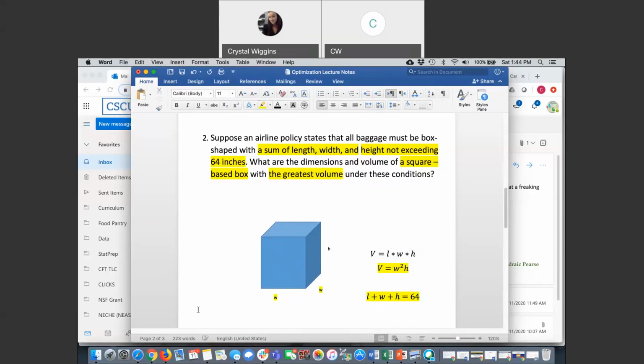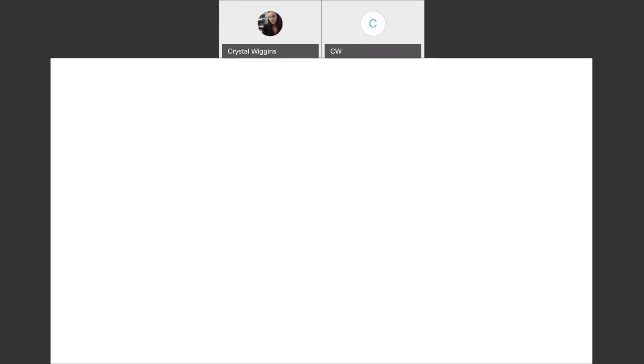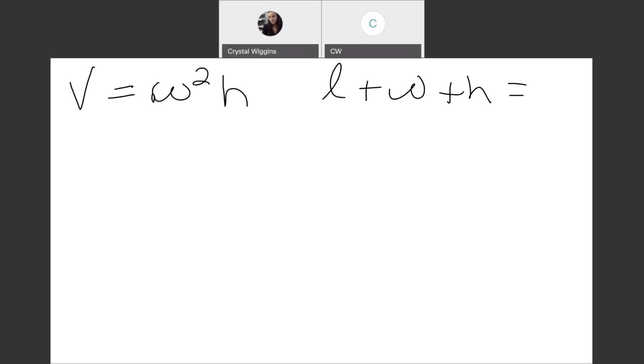So with that, let's head back to the whiteboard and try to come up with our equations. Well, we already have the equations, but let's try to solve these things. Okay, so we have that the volume is equal to W squared times H, because there are 2 widths and a height. And we have that the length, which is also the width, plus the width plus the height is equal to 64 because less than 64 is not going to help us with maximizing.